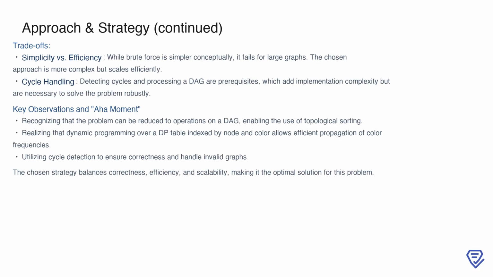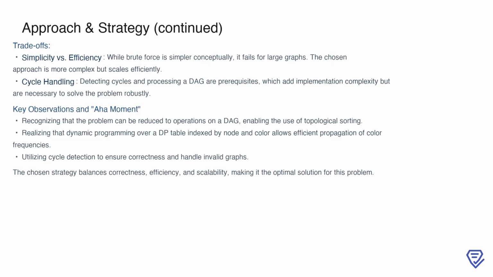A key realization in this approach is that the problem can be reduced to operations on a directed acyclic graph, enabling the use of topological sorting to process nodes in a dependency order. Another important insight is that dynamic programming, when implemented with a table indexed by nodes and colors, allows efficient propagation of color frequencies across the graph. Cycle detection also plays a crucial role in ensuring correctness, as it helps identify invalid graphs early on. Ultimately, this strategy strikes a balance between correctness, efficiency, and scalability, making it the most effective solution for handling the problem's requirements.